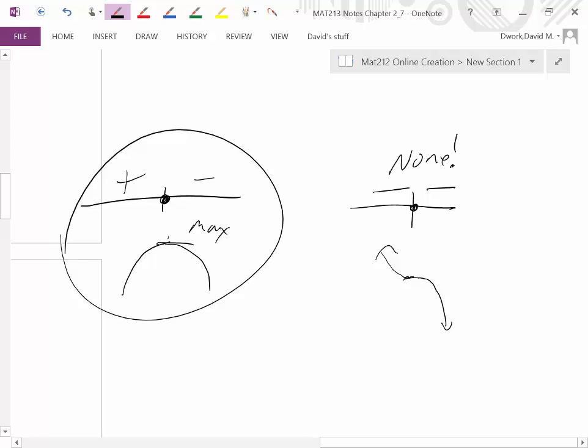And so you can see, just because your derivative's equal to 0 doesn't guarantee it's a min or a max. It just tells you that you had a point on your graph where your tangent line was equal to 0. And it's a point you need to check.